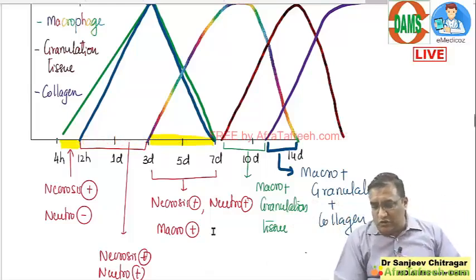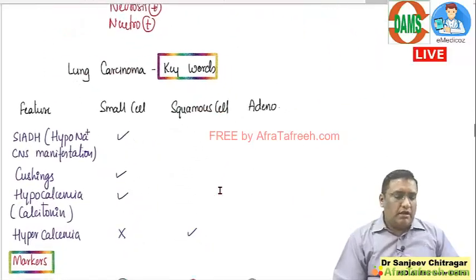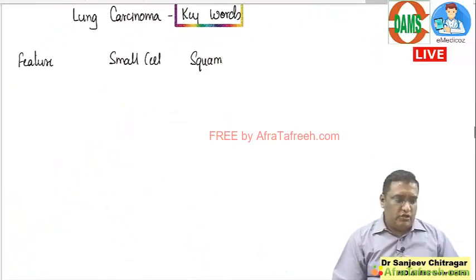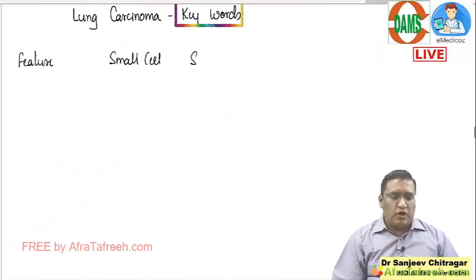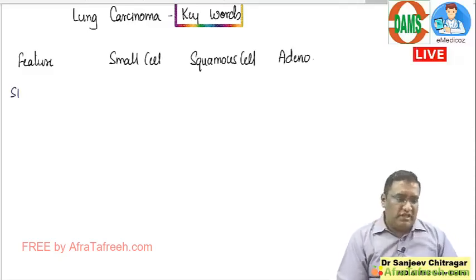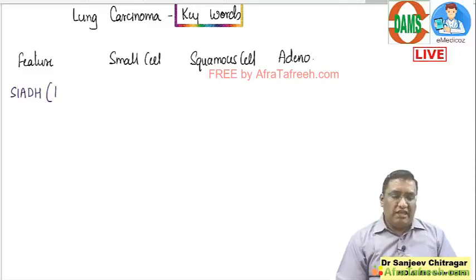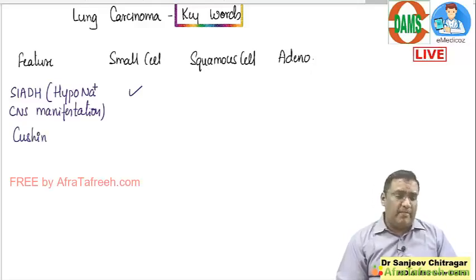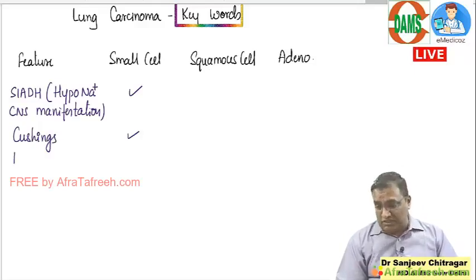Next, I will go on to lung carcinoma. In lung carcinoma, the most important keywords are here. I am discussing multiple things: small cell carcinoma, squamous cell carcinoma, and adenocarcinoma. Three important ones. So what all things do we look for? Keywords: SIADH, which will manifest with hyponatremia, which will have CNS manifestations, confusion, delirium, coma, etc. This will be seen mostly in small cell carcinoma.